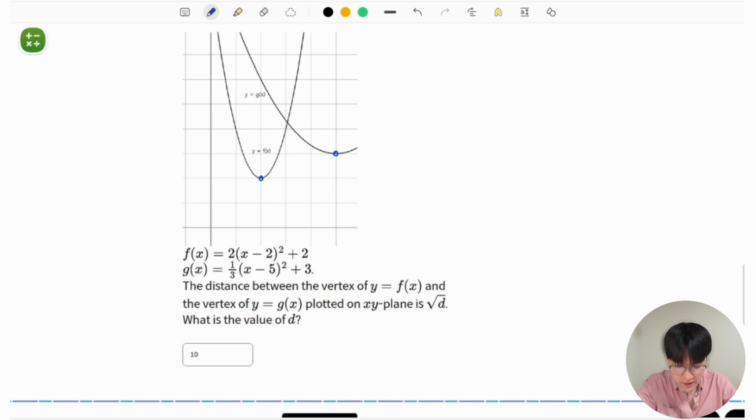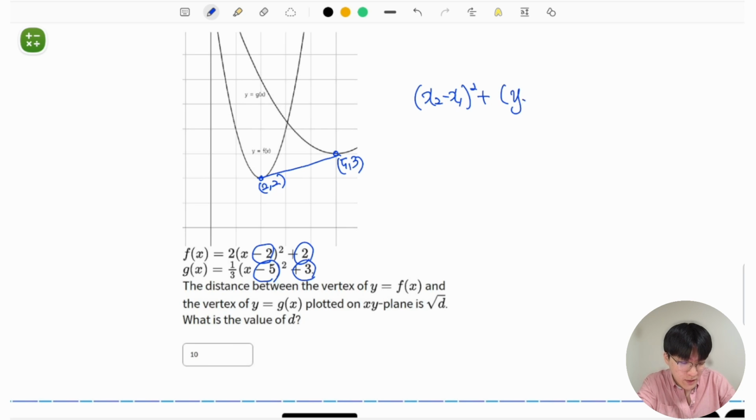How do we know the vertex? This is already in vertex form. 2, 2 for f(x). And 5, 3 for g(x). How do we find the distance between the two? We can use the distance formula, which is the square root of (x2 minus x1) squared plus (y2 minus y1) squared. Let's actually just do that.